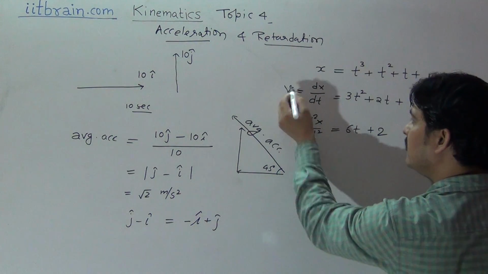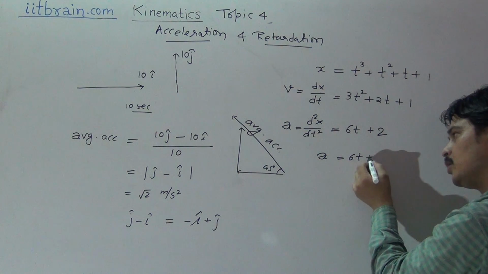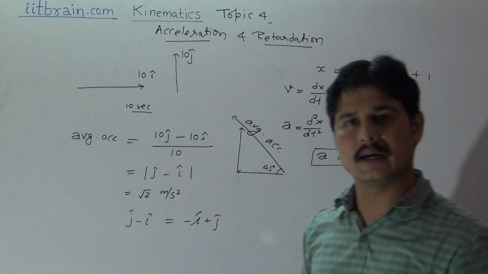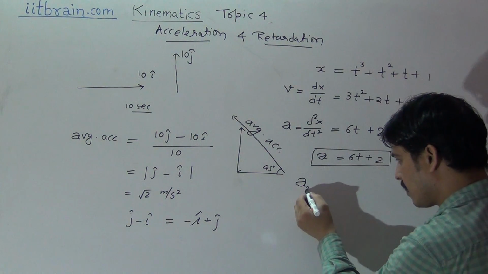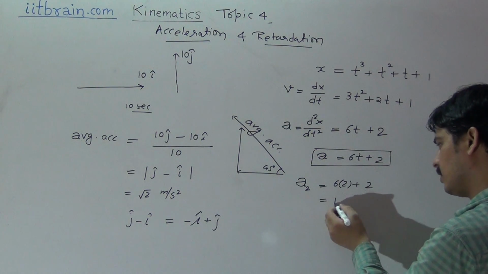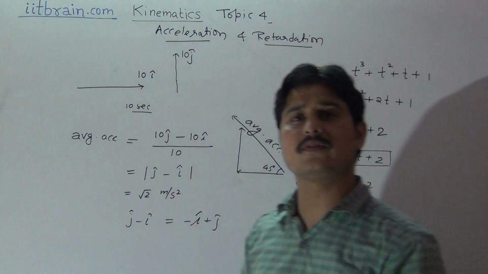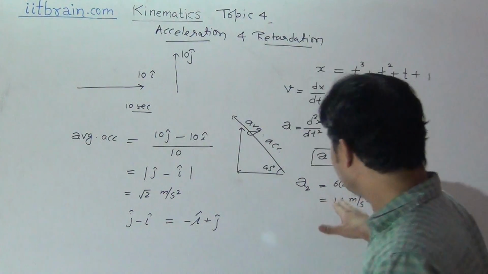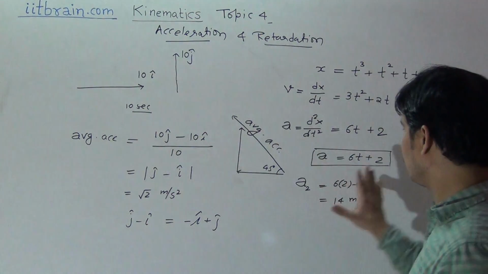6t plus 2 is the acceleration of the particle. We know that dx by dt is velocity, and d square x by dt square is acceleration. So the numerical magnitude of acceleration of the particle is 6t plus 2. And our question is to calculate acceleration after 2 seconds. So acceleration after 2 seconds will be 6 into 2 plus 2, and on solving it will be 14 meter per second square. So the acceleration of the particle after 2 seconds will be 14 meter per second square. This is instantaneous, sorry, this is average and this is instantaneous.